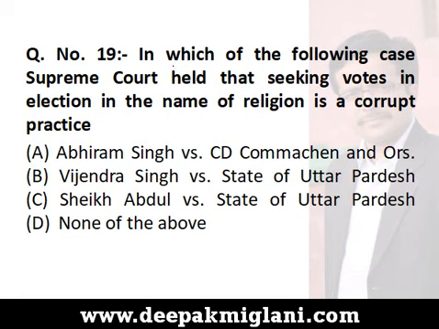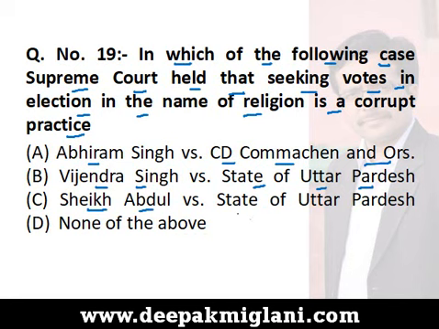Question number 19. In which of the following case, Supreme Court held that seeking votes in election in the name of religion is a corrupt practice? Option A, Abhiram Singh versus C.D. Comachin and others. Option B, Vijendra Singh versus State of Uttar Pradesh. Option C, Sheikh Abdul versus State of Uttar Pradesh. Option D, none of the above.